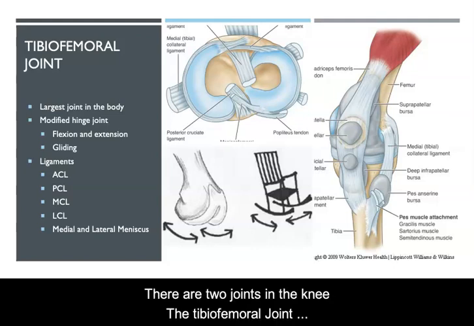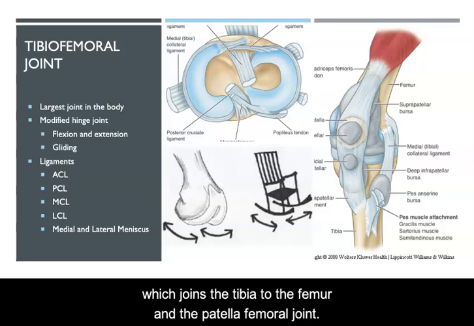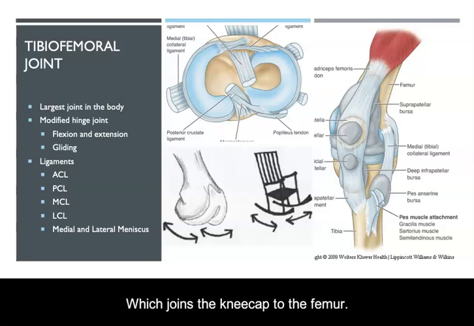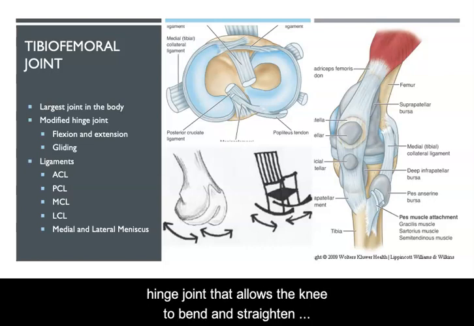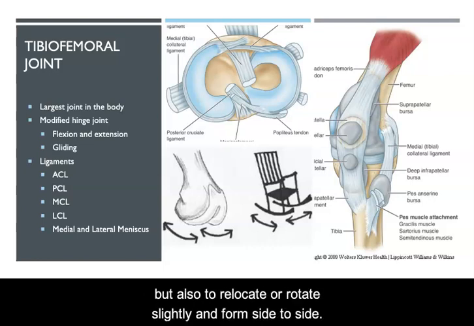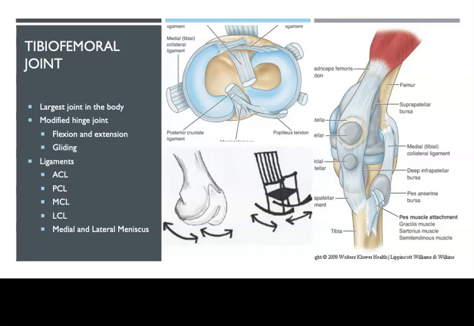There are two joints in the knee: the tibiofemoral joint, which joins the tibia to the femur, and the patellofemoral joint, which joins the kneecap to the femur. These two joints work together to form a modified hinge joint that allows the knee to bend and straighten, but also to rotate slightly and move side to side.